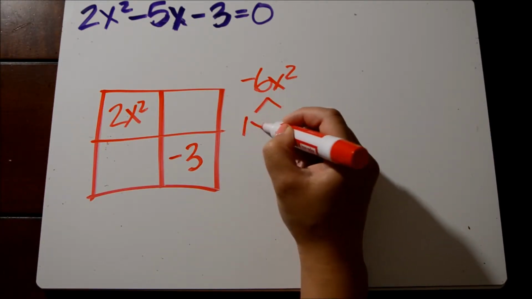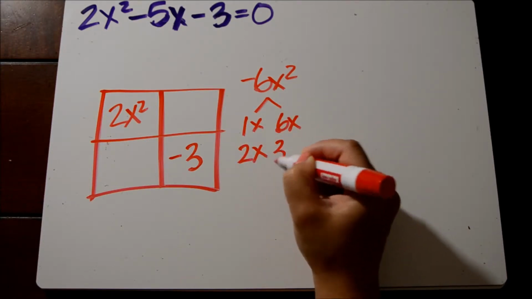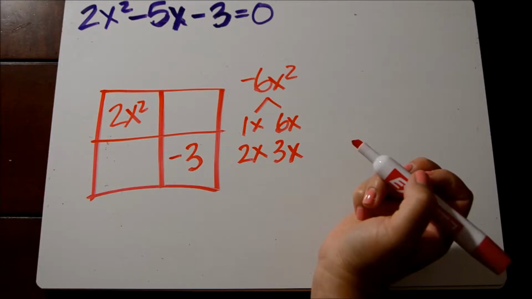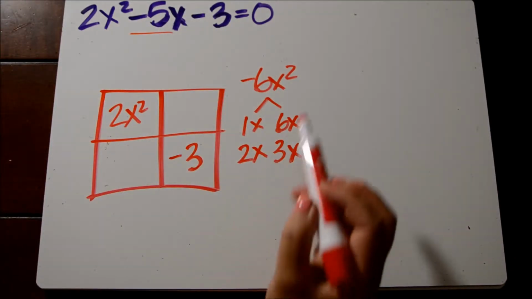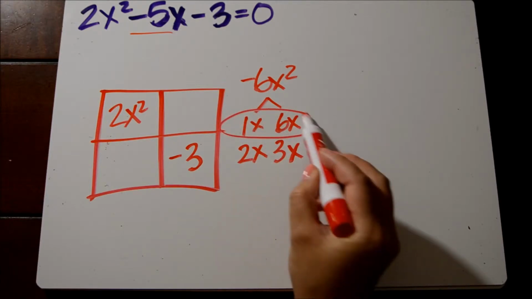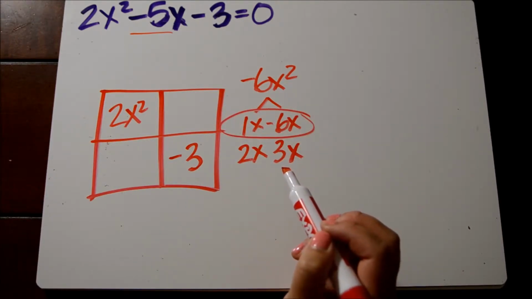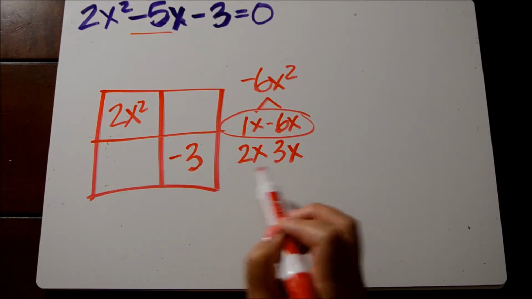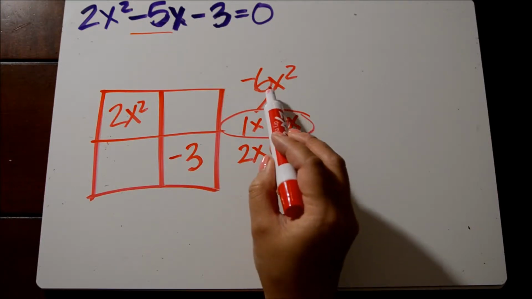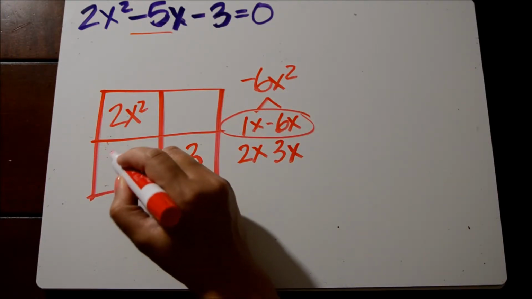We have 1x and 6x, 2x and 3x. We're trying to find the combination that will add up to negative 5x, but also multiply to negative 6x squared. It has to be 1x and negative 6x. Some people might argue that negative 2x and negative 3x would also work, but that doesn't multiply to give you negative 6x squared. It would be positive, so that wouldn't work.